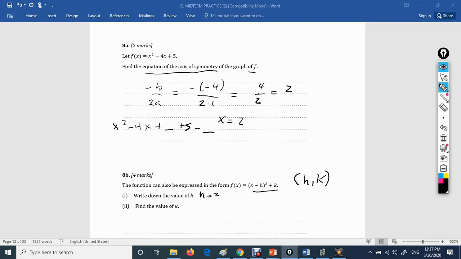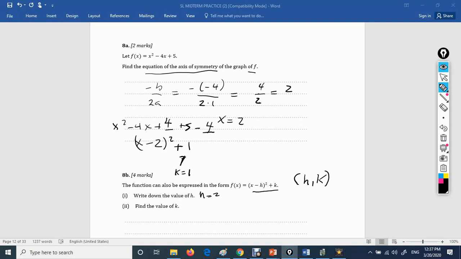Remember, that's going to be half of this squared. So half of minus 4 is minus 2, and that squared is 4. But we have to subtract the 4. So now we have the perfect square, and this is x minus 2 squared plus 5 minus 4, 1. So this would be the function, and notice that this is k. So k equals 1. Let's try it the other way.